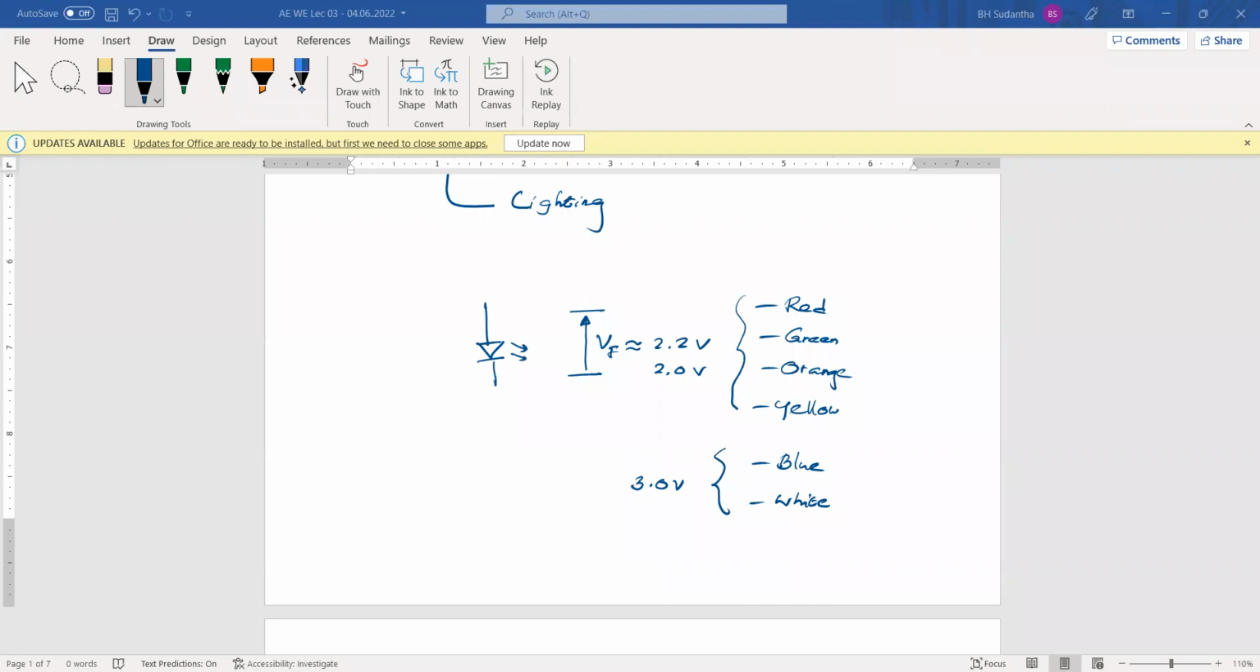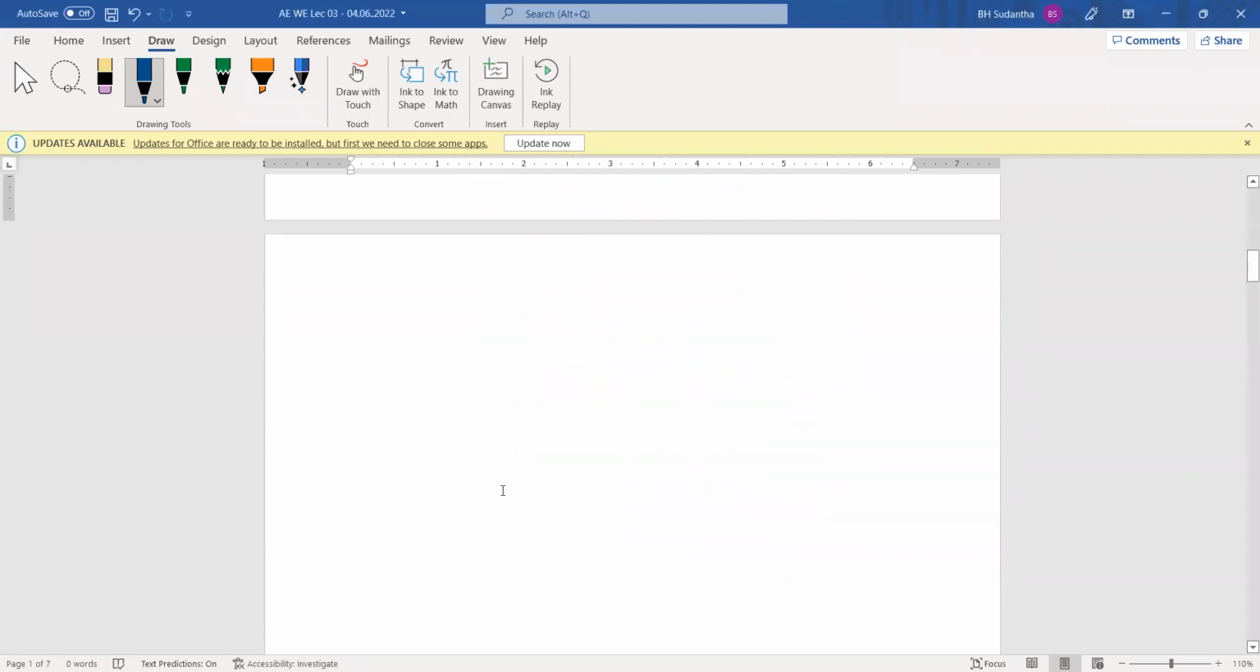And then if you want to turn on this LED, you have to provide this one. For example, if you have a 6 volts battery here, then how can we turn on this LED? Because this LED wants 2 volts. Then we have to put a resistor in series with the LED. Then we can calculate this one.